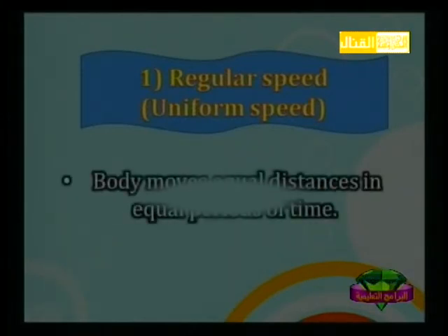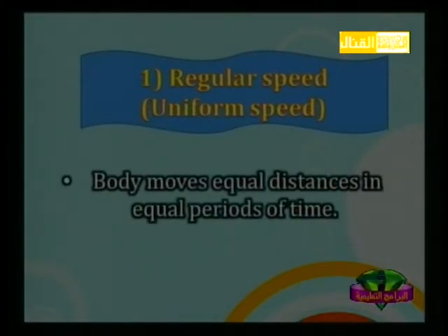So, what about the distance? What about the time? A body moves equal distance in equal periods of time. Both are equal. So, we say uniform. Uniform speed has an example. In this example, my crazy car is back again. Did the car start to move?